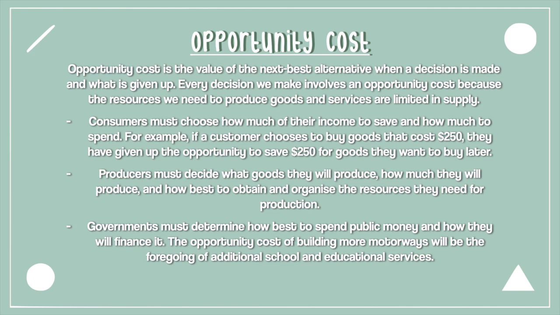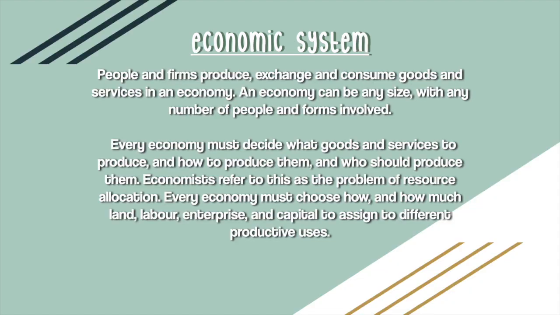An example is if a government wants to decide to either build more motorways or build more schools for educational services. If they decide to build more motorways, the opportunity cost is the foregoing of additional schools and educational services. Next topic is economic system.